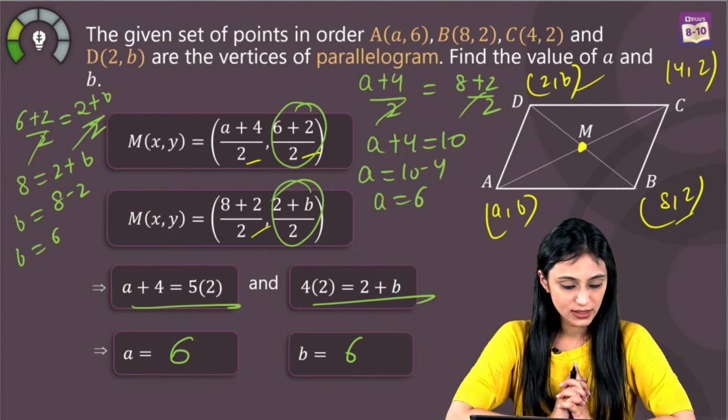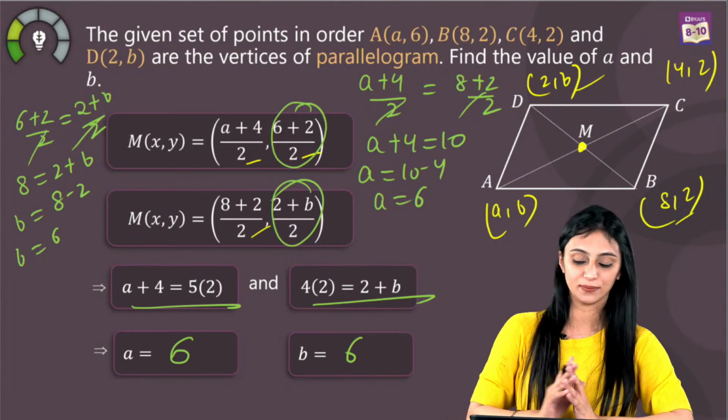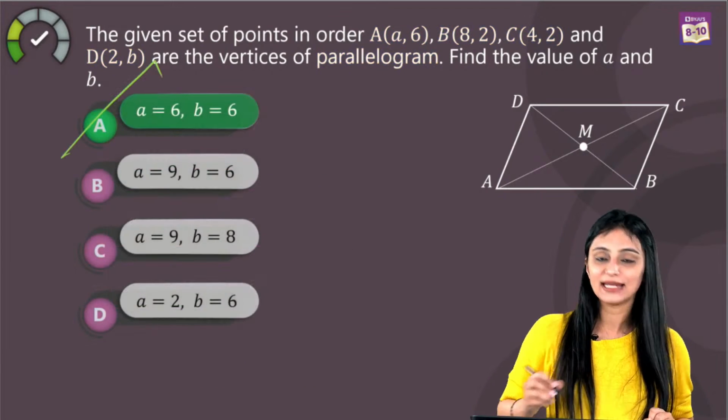Alright, so Gurpreet says it's option A. Achiever Note says, yes ma'am. Gurpreet, clear ma'am. Awesome. Alright. So option A is the right answer for this question.